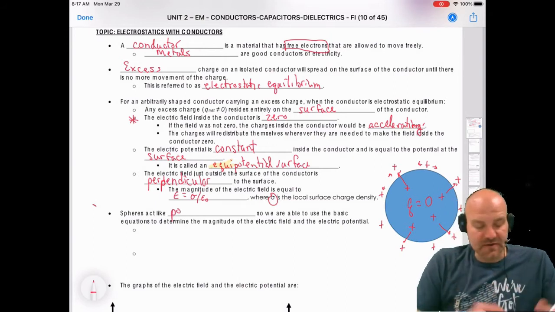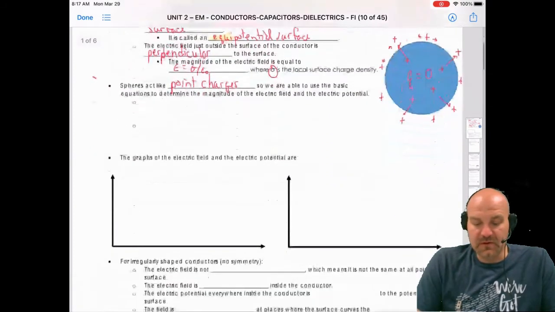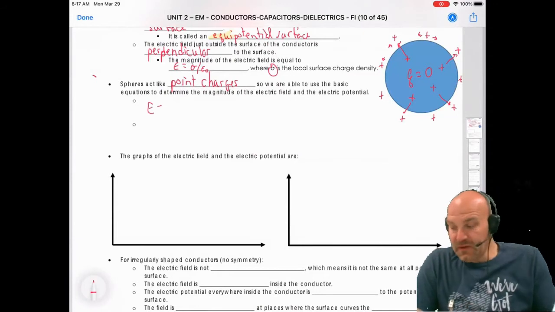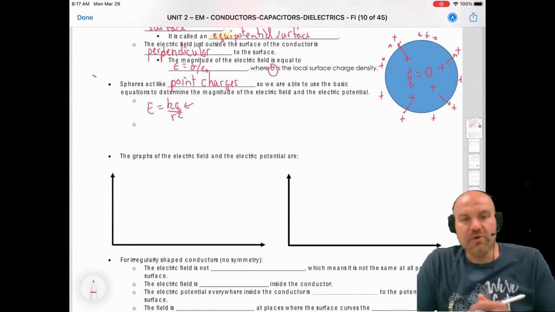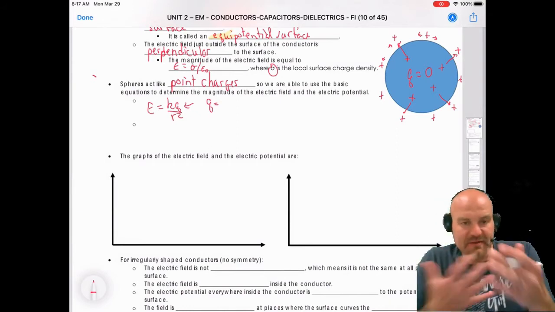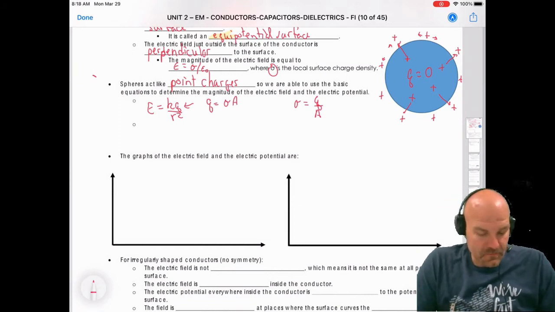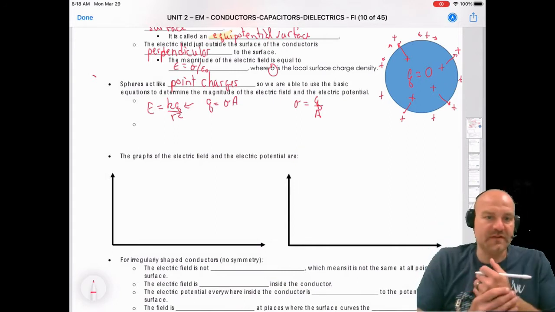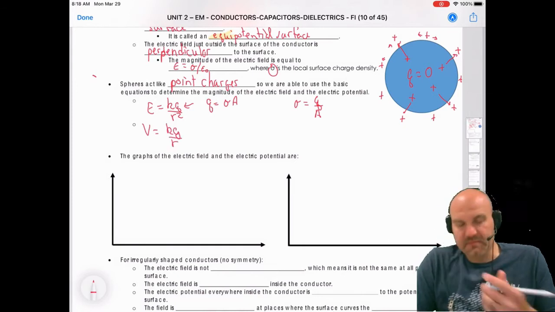right? Now, spheres, we can treat them like point charges. So we know how to calculate the E field. We know how to calculate the potential, right? The E field is just going to be given by our kQ over r squared equation. And remember that Q, if you need to, is going to be that surface charge density, right? Because they may give you sigma, which is charge over area. So that would make Q sigma times area, right? So just be aware they may give you something strange like that.